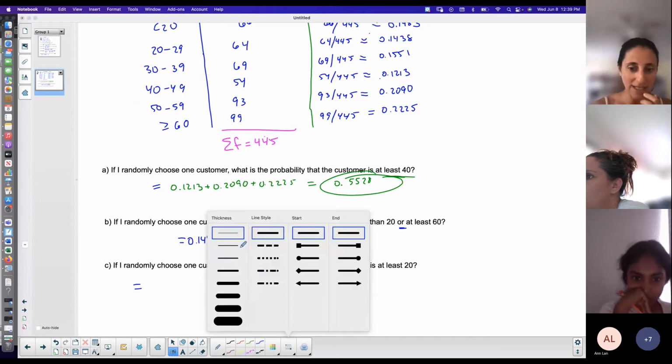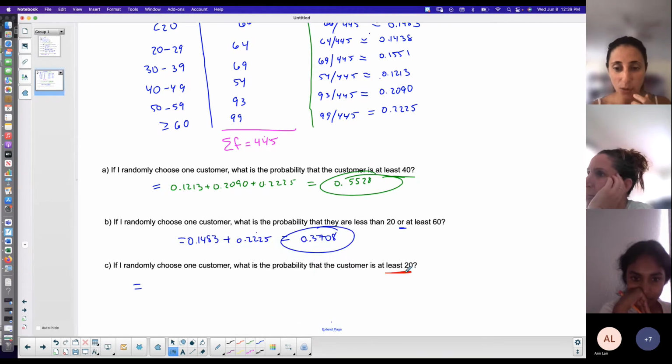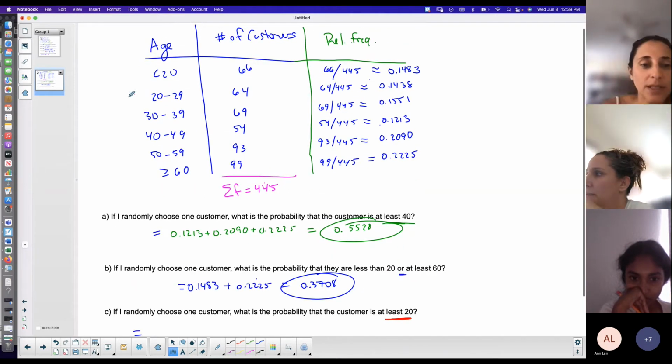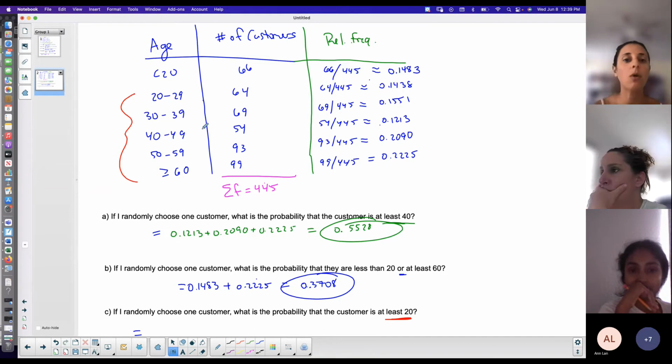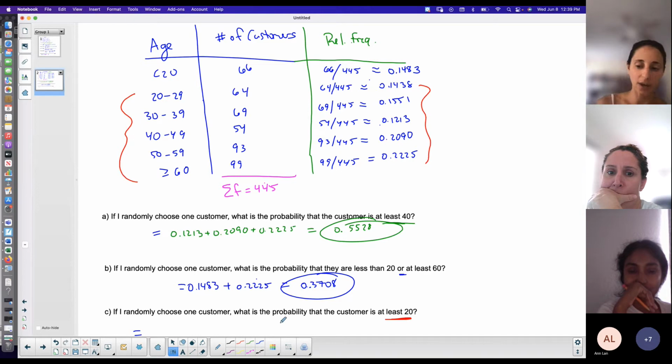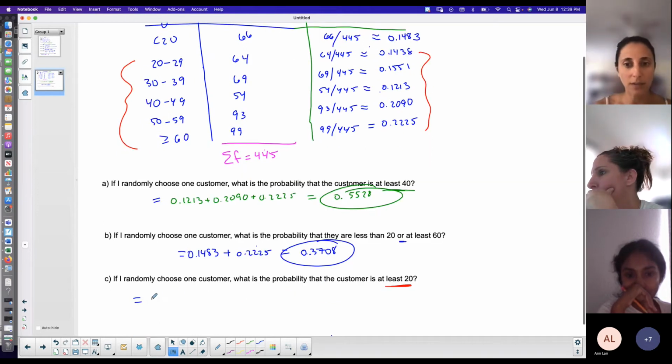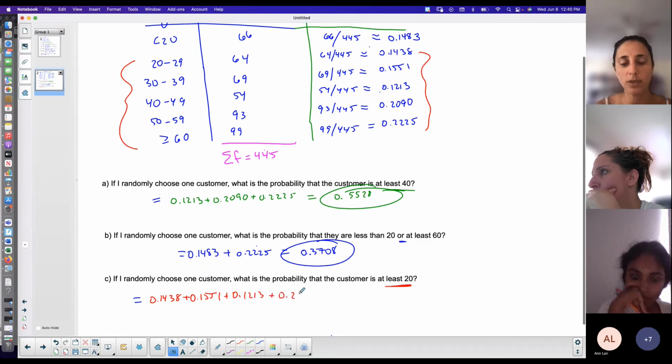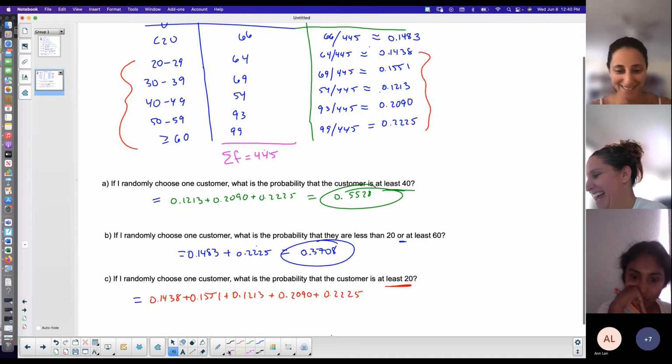When I say a customer is at least 20, and I'm only choosing one, 20 or more. So that's basically all of these. That's all of these, which I would have to add up. So I'll write that out, for your notes. That's the 0.1438 plus the 0.155 plus the 0.1213 plus the 0.209 and all that good stuff, right?